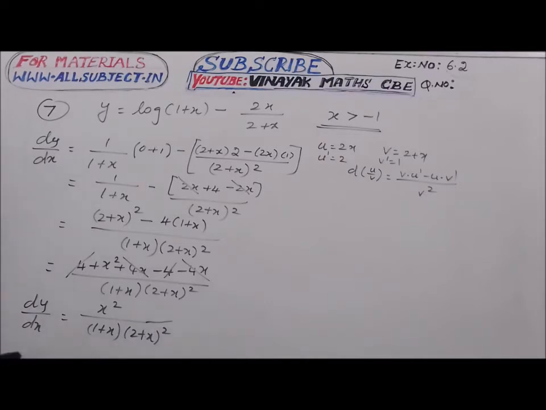Now look at the derivative. The numerator x square is a perfect square, so for any value it is positive. Look at the factor 2 plus x whole square. It is also a perfect square, with the power 2. So when we substitute any value, 2 plus x may be positive or negative, but because of the square it always retains a positive sign. So x square is always positive, 2 plus x whole square is always positive. But by the term 1 plus x, the dy by dx sign will vary.